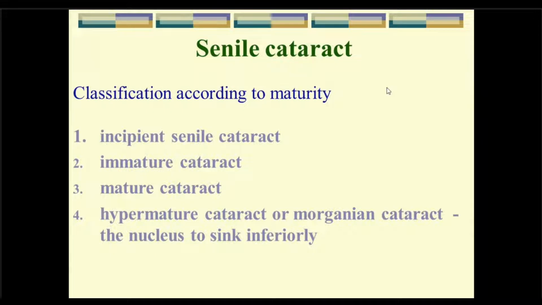Okay, let's go further. We will speak about senile or age-related cataract. In addition to the anatomical classification, this cataract can be classified according to maturity. We can divide all cataracts into incipient cataract, immature cataract, mature cataract, and hypermature cataract. This classification is rather important for a surgeon who is going to perform cataract surgery.